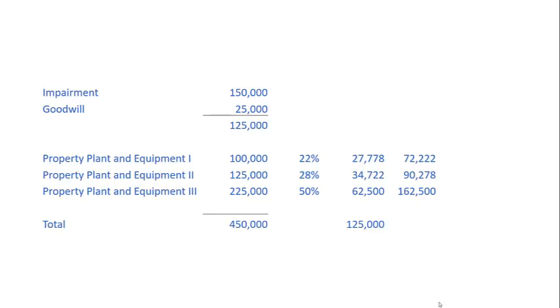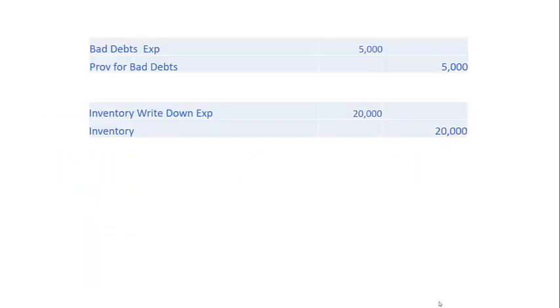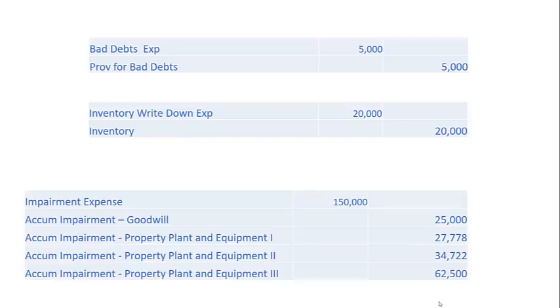So what we can see here is we have an allocation process. In terms of what the accounting looks like, well, we can't forget about the reduction in the value of the accounts receivable or the inventory. These are undertaken in accordance with accounting for financial assets and accounting for inventories. And then it comes down to recognising the impairment expense of $150,000, and you can see that we recognise an accumulated impairment against the goodwill, and we have the allocation of the impairment to the respective assets 1, 2 and 3.